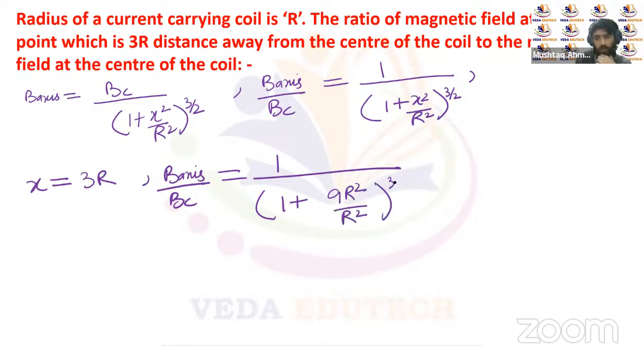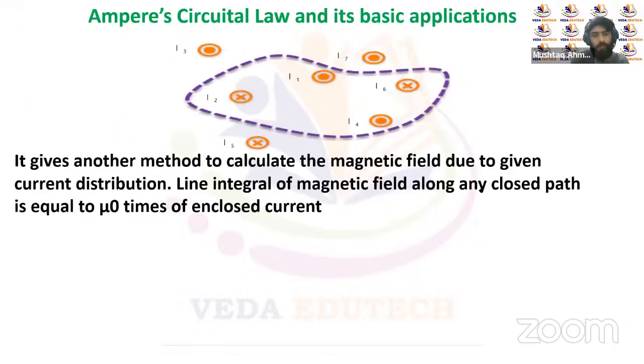Raised to power 3 by 2. So it will be 1 upon 10 raised to power 3 by 2. So this will be the ratio. 1 upon 10 raised to power 3 by 2 will be the ratio for the magnetic field at the axis and the magnetic field at the center of this current carrying loop.